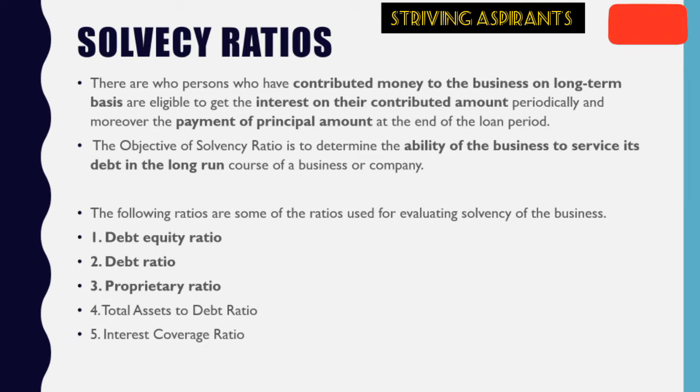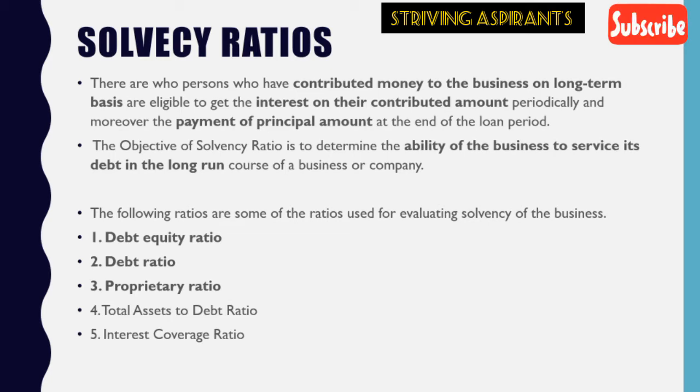These are the ratios coming under solvency ratios. First one is debt equity ratio, second one is debt ratio, third one proprietary ratio, fourth one total assets to debt ratio, fifth one interest coverage ratio. In this video presentation we will be checking the first three ratios. Let's check what is debt equity ratio.